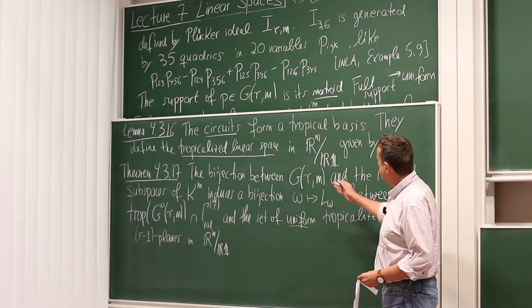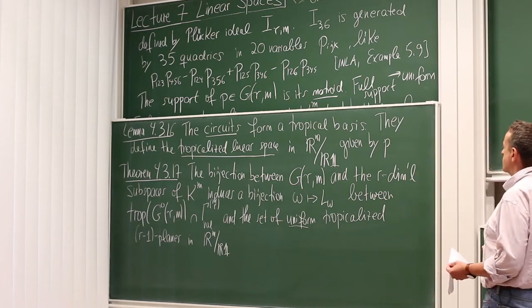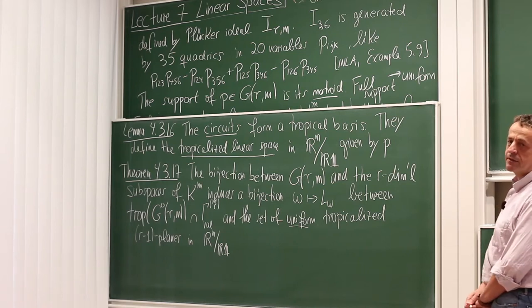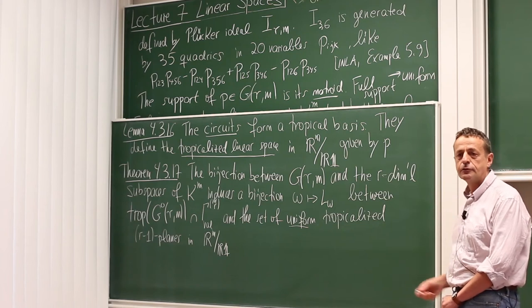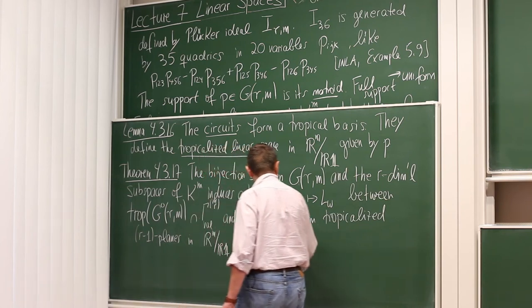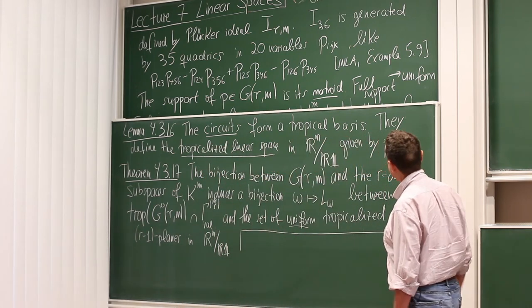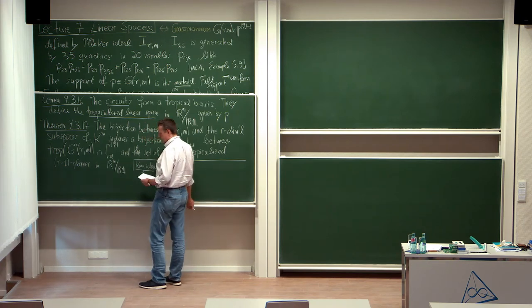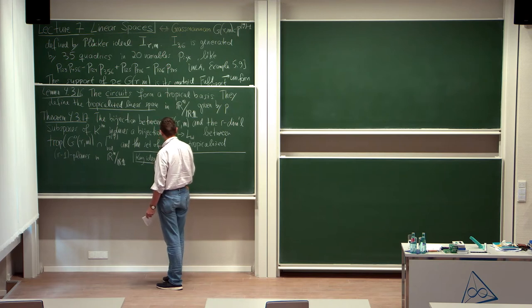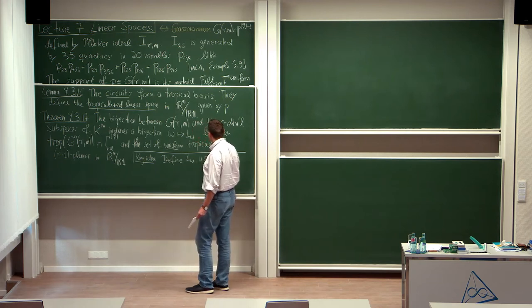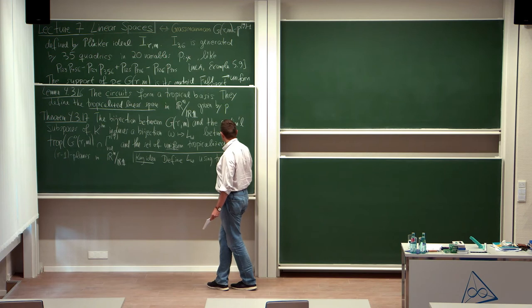Okay, so what this says is there is a bijection between points on the Grassmannian and linear subspaces over the field K with valuation, and you can tropicalize on both sides and you get a compatible diagram. It induces a bijection. Okay. Now, what's the key idea? The key idea in the construction is exactly these circuits. So let me state this one more time very explicitly, because this is really very important. The key idea in the construction and the proof is that you can define the tropicalized linear space using the tropical circuits.